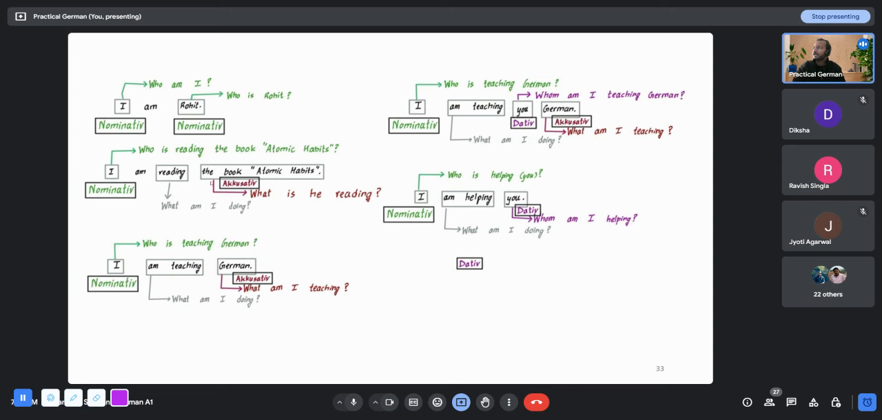One way to figure that out is, if I say I am reading blah blah, now you will say what are you reading, right? If the missing information can be found with the help of a what kind of question, that missing noun or pronoun will be in accusative case. This is not true all the time, but this will be true most of the times.